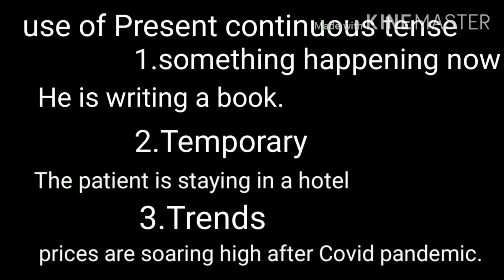Now let's see what are the uses of present continuous tense. Firstly, it is used for something happening now. For example, he is writing a book. I am sitting, etc. Secondly, it is temporary. Simple present is more or less permanent, but present continuous is temporary. For example, the patient is staying in a hotel, so he may come back within a short while. Number 3, trends. The prices of something are soaring high after the COVID pandemic. So this is a trend.